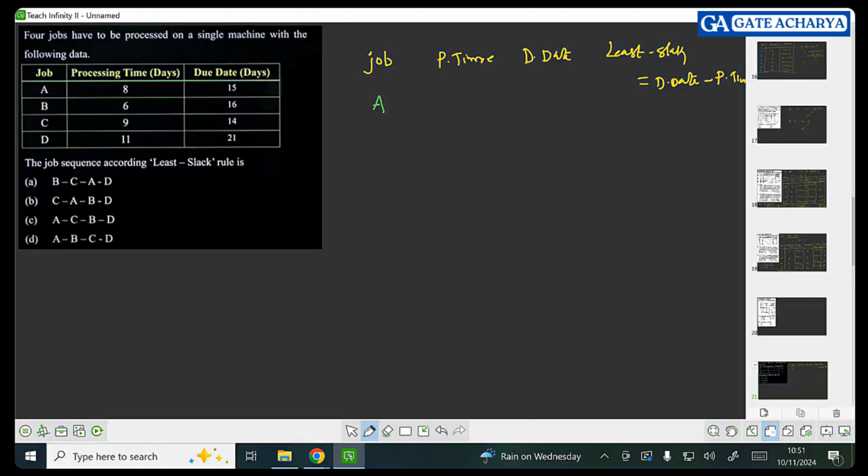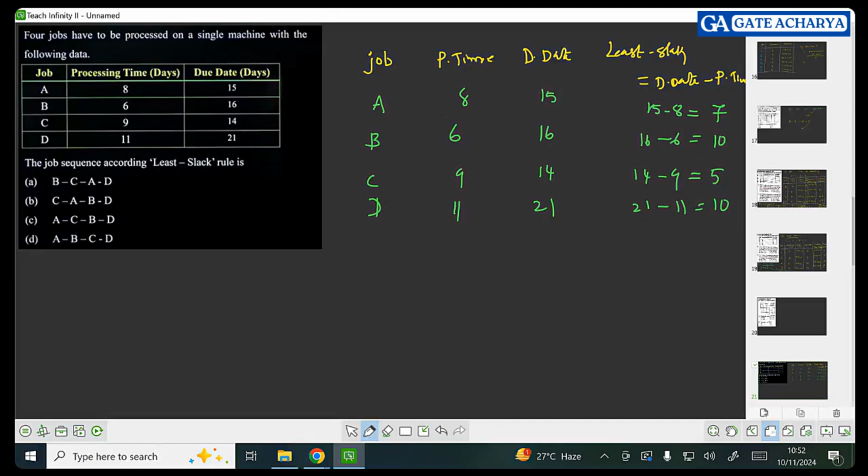Right. Now here jobs are A, B, C, D. Processing times 8, 6, 9, 11. Next due dates 15, 16, 14, 21. Right. Next, due date 15 minus 8, 16 minus 6, 14 minus 9, 21 minus 11. 15 minus 8 is 7, then 10, then 14 minus 9 is 5, and it is going to be 10 again.